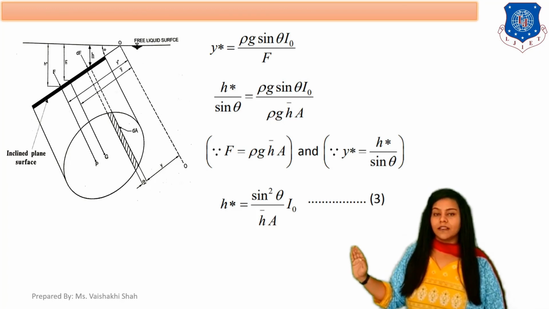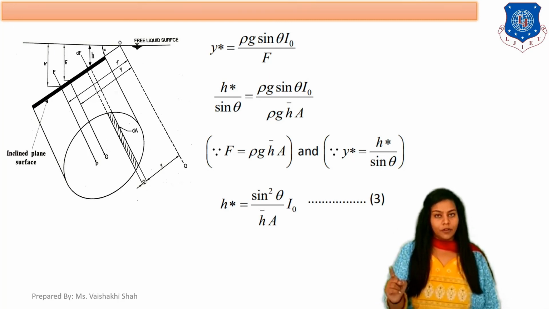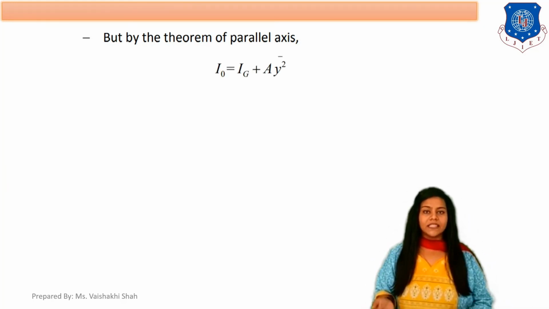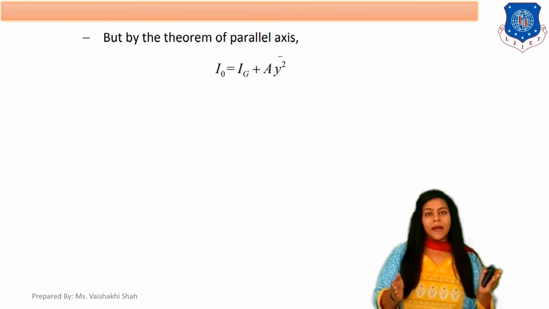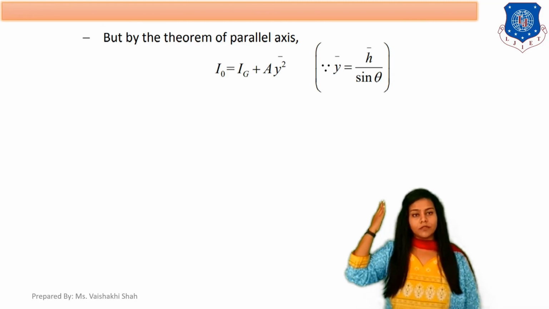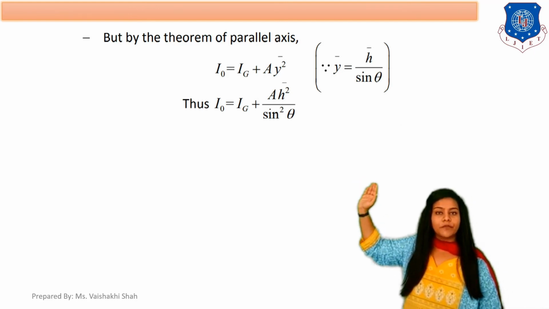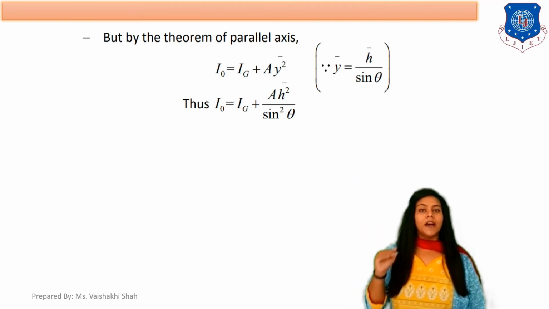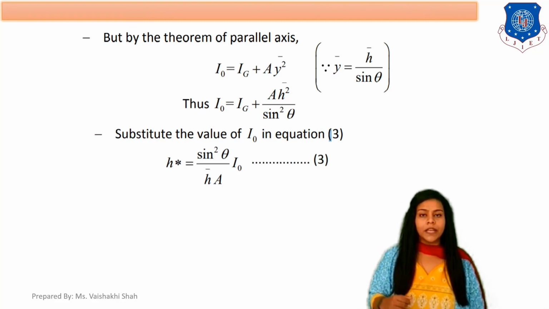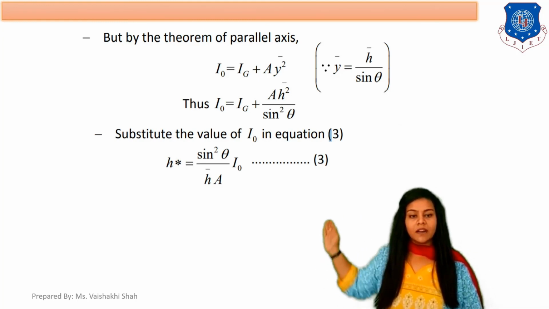The equation is in the form of h star, and we have to find h star, the location of the center of pressure from the free surface. Now by the parallel axis theorem, we know that I0 equals Ig plus A y bar square, and y bar equals h bar upon sin theta. So I0 equals Ig plus A h bar square upon sin square theta. We replaced y bar with h bar upon sin theta. Now substituting the value of I0 in equation number 3, where h star equals sin square theta I0 upon A h bar.